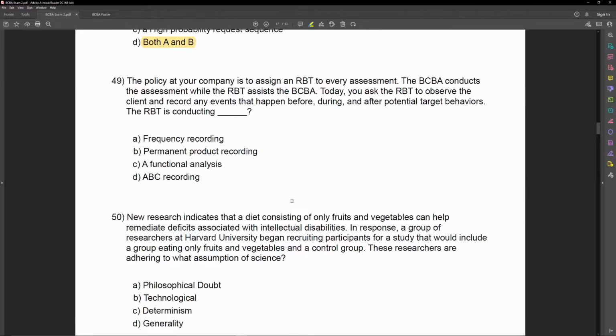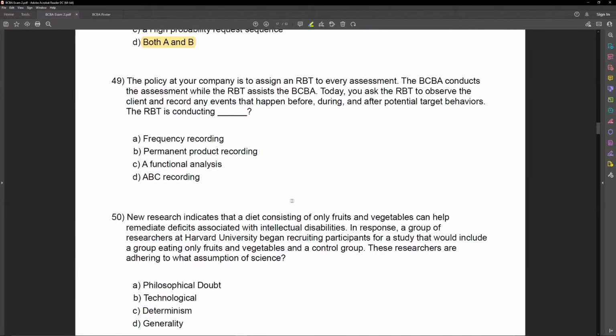The RBT is looking at events that happen before, during, and after, otherwise known as ABC. So the RBT is conducting what? Is the RBT conducting frequency recording? Is the RBT counting anything? Not as far as we know, so we can eliminate frequency recording. Is the RBT conducting permanent product recording? Are they measuring the product of behavior? No, they're actually gathering antecedent and consequence data, not just the product.